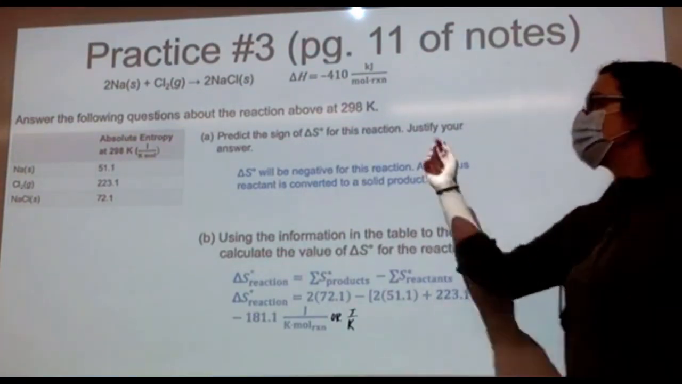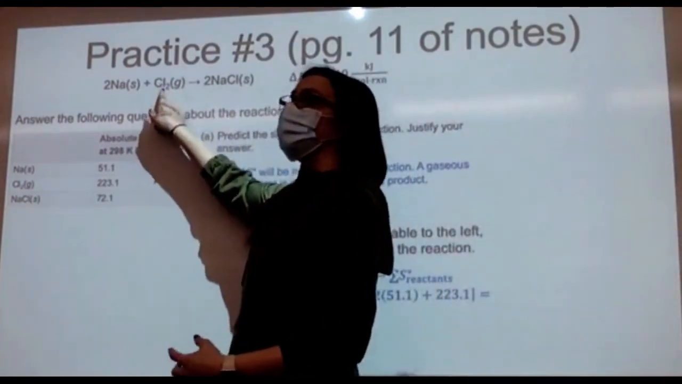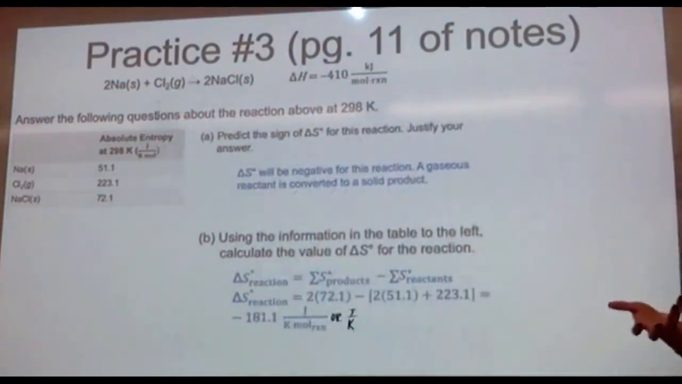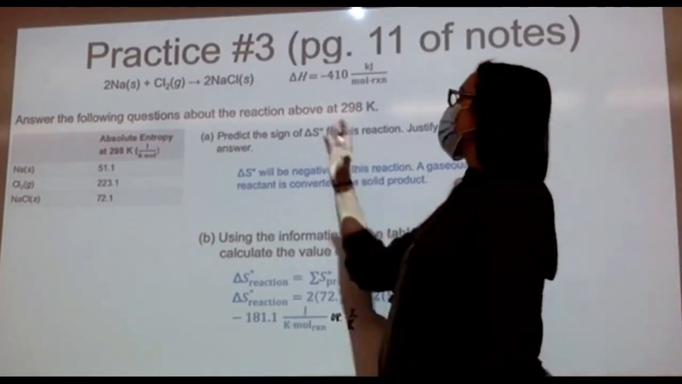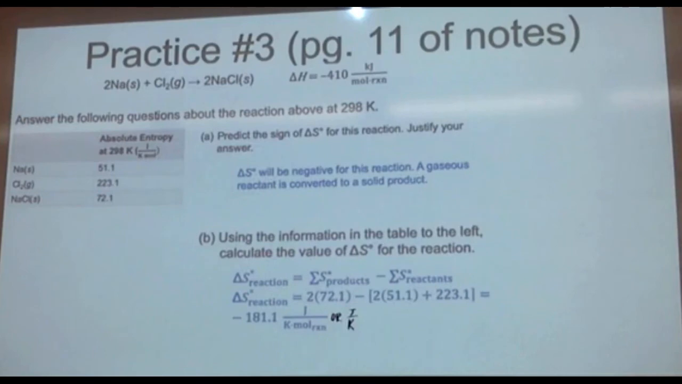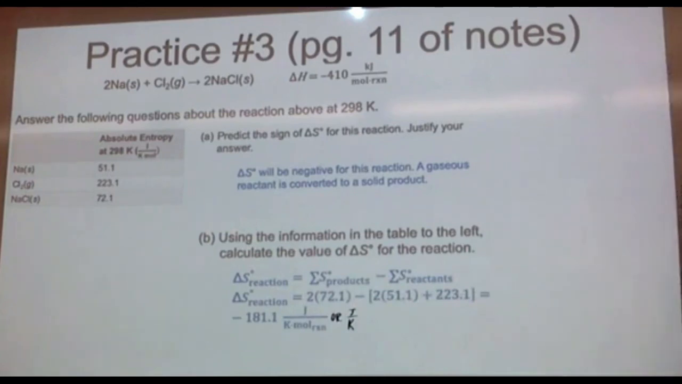You're going from two solids and a gas. A gas is very disordered. And you're converting to just two solid molecules. Solids are extremely ordered. So delta S will be negative. For part B, you're using the equation that we used in the last practice question. Just don't forget to multiply by the coefficients.